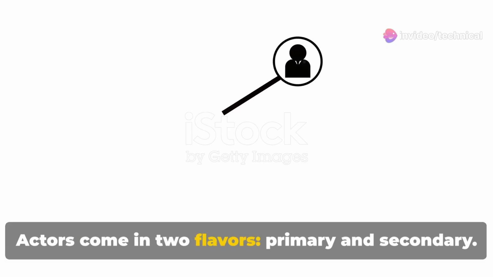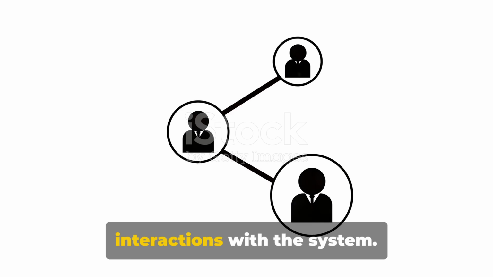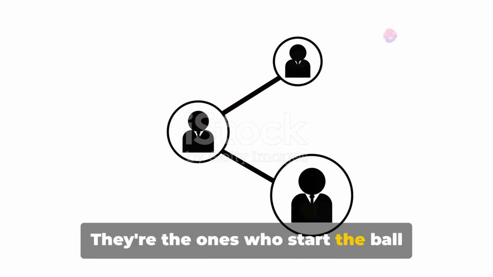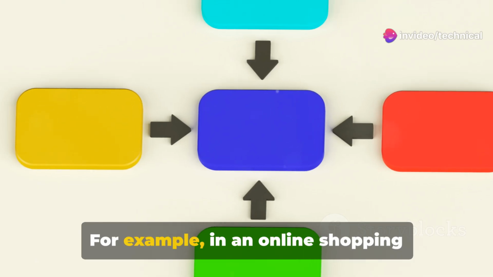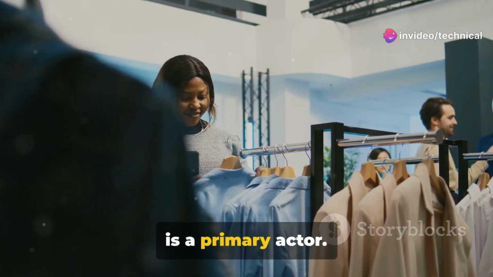Actors come in two flavors, primary and secondary. Primary actors are the ones who initiate interactions with the system. They're the ones who start the ball rolling, so to speak. For example, in an online shopping platform, a customer who places an order is a primary actor.